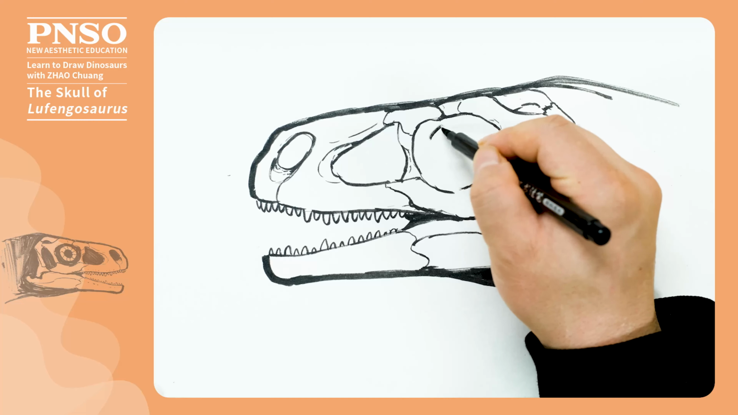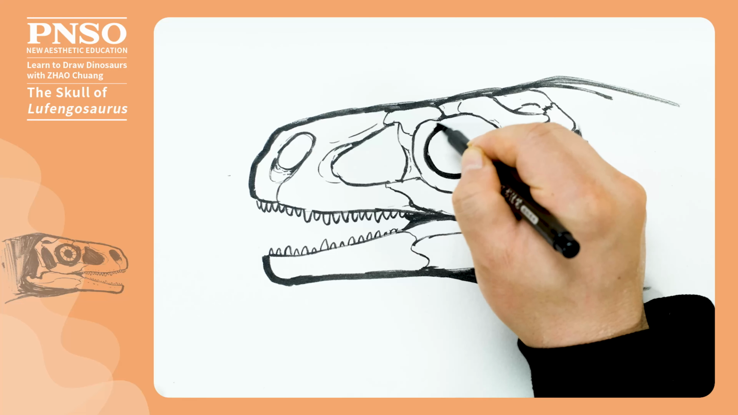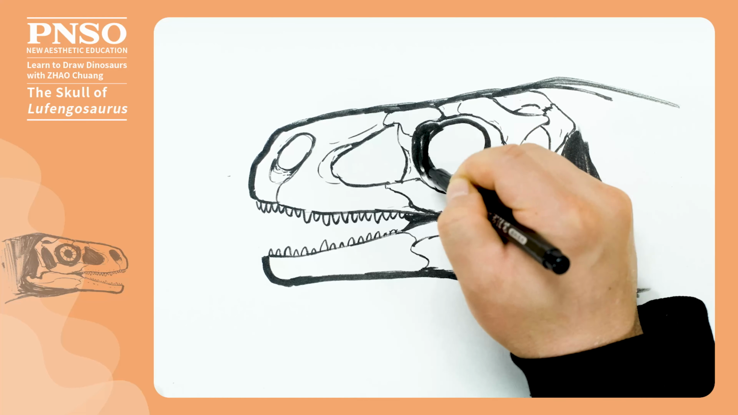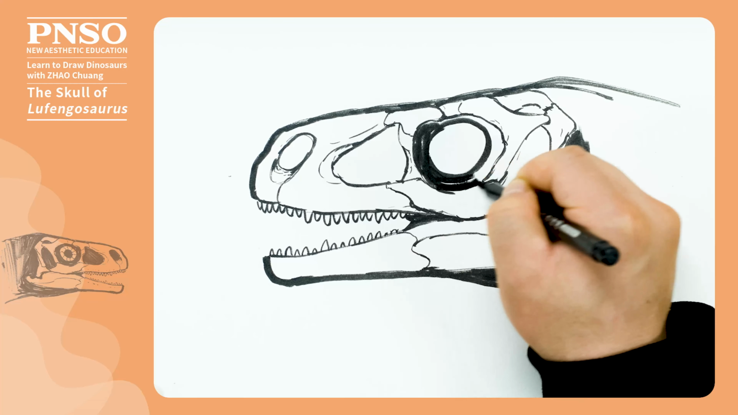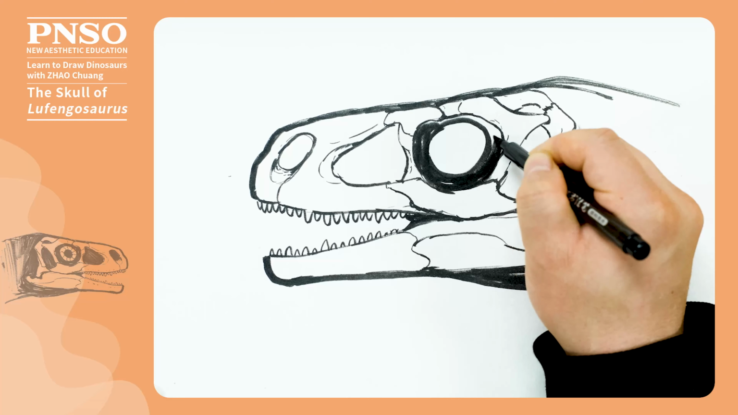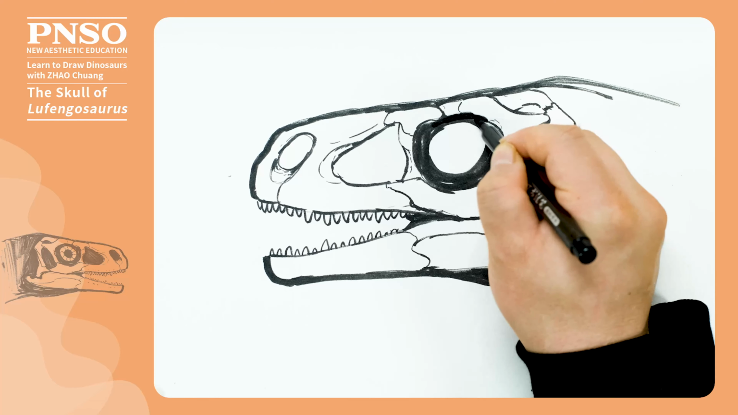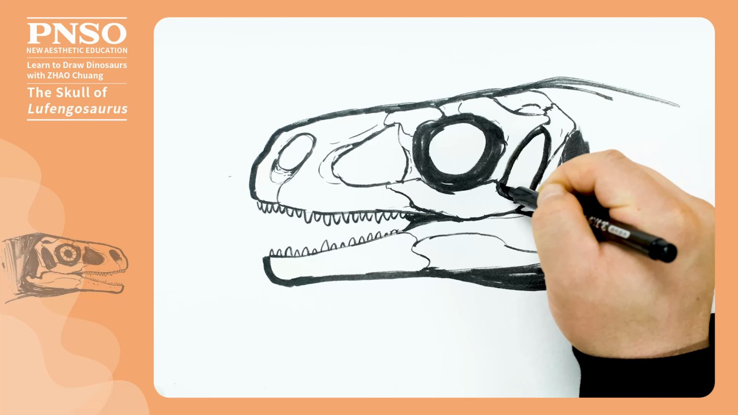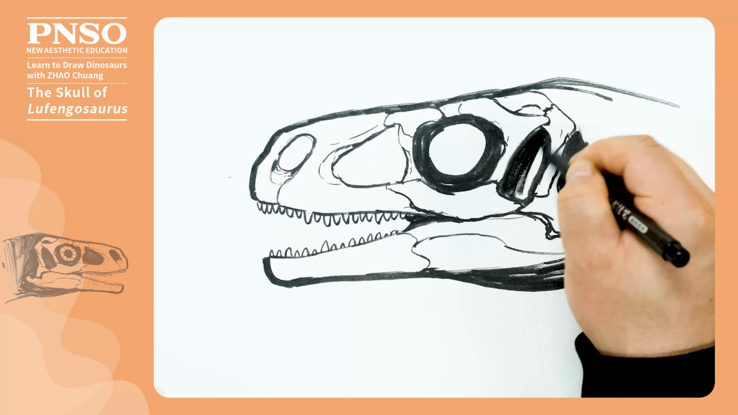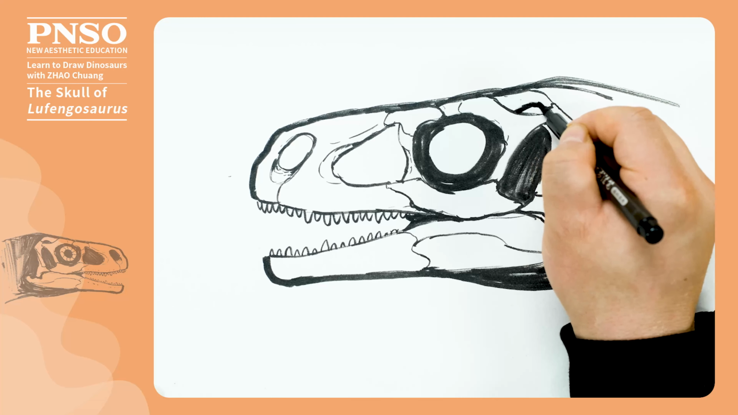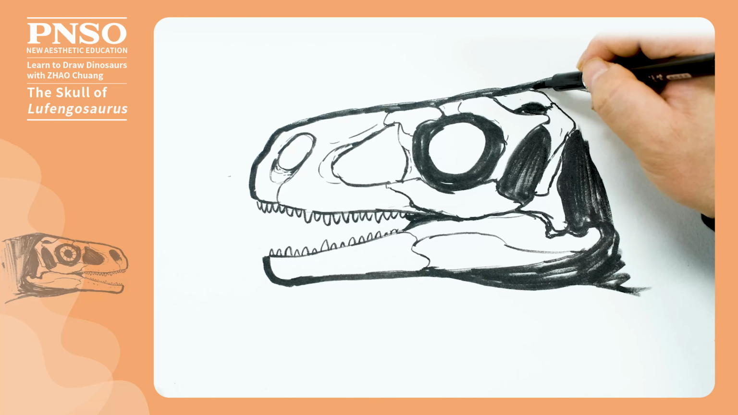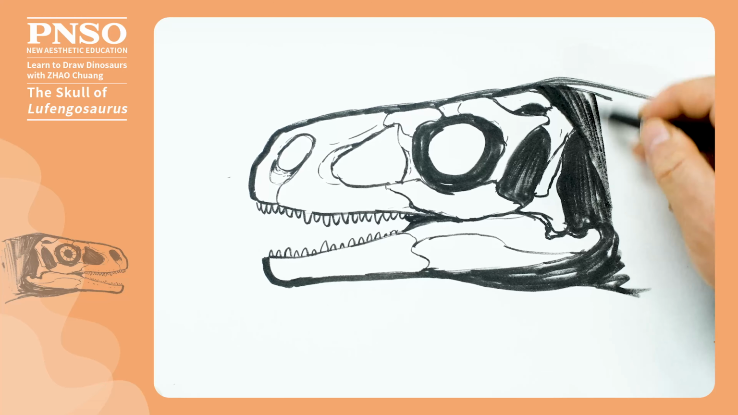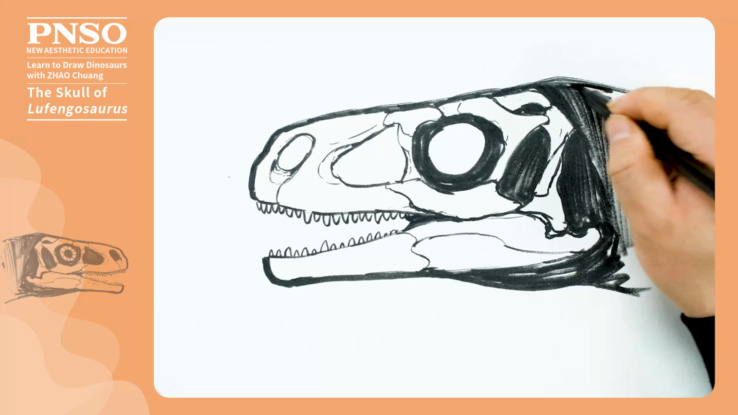Then, draw its eye socket with the sclerotic ring inside. We fill the gap between the sclerotic ring and the orbit with black. The lateral temporal fenestra can be filled with black, and the superior temporal fenestra can also be colored with dark color. Animals like dinosaurs are named diapsids because they have lateral and superior temporal fenestrae.